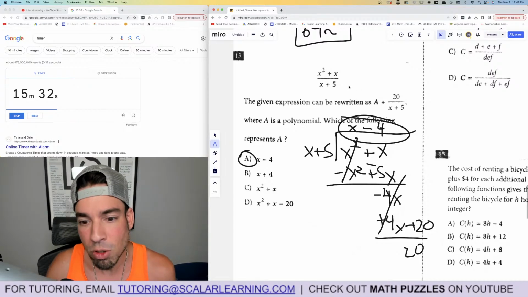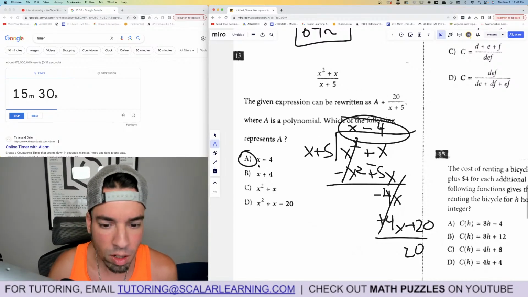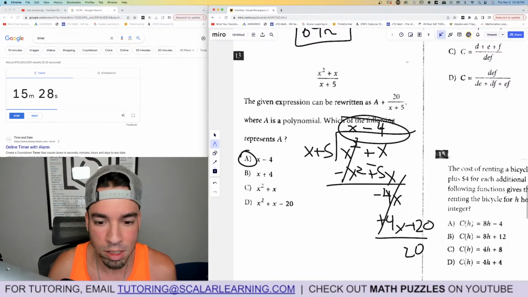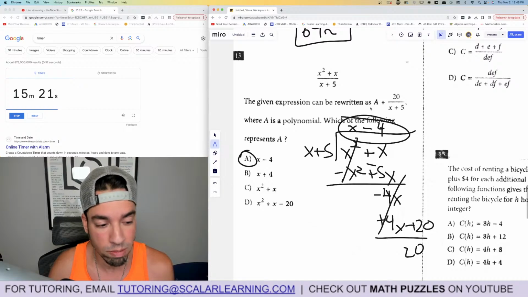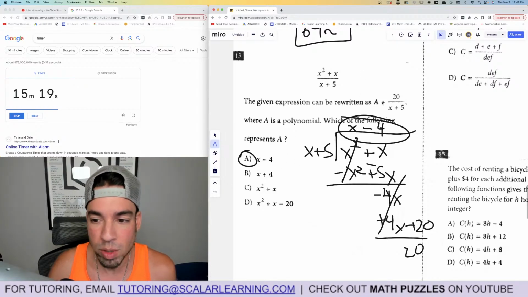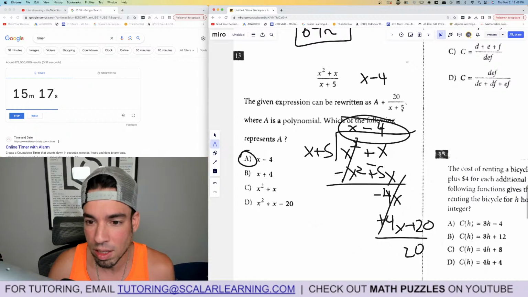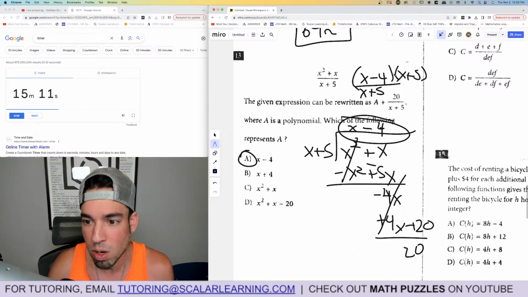Now, if you're not sure about that, you can also try these out and say, A is x minus 4. You could either plug in values and check which one's equivalent, or you could try to recombine x minus 4 with this, because you have to multiply by (x plus 5) over (x plus 5). I'm not going to do the whole thing just for the interest of time, but you FOIL. Well, actually, let's do it.